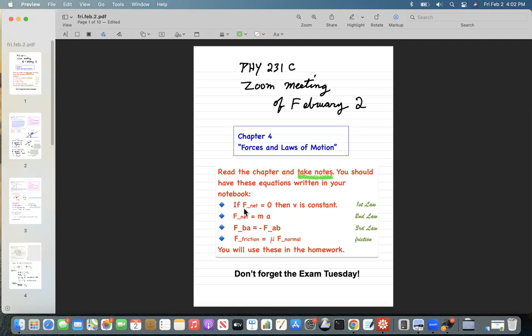If we call the objects A and B, F_BA, the force on B exerted by A, must be negative F_AB, the force on object A exerted by object B. And that's called Newton's third law. And we'll see that even more importantly in chapter 6. This produces a conservation of momentum. But we'll see a bunch of examples of this in the homework this week.